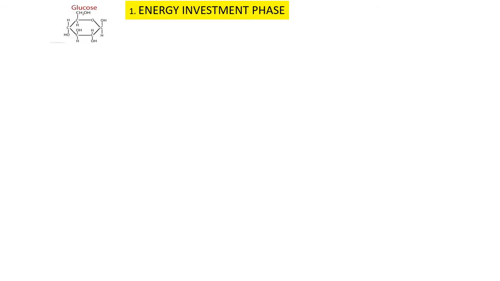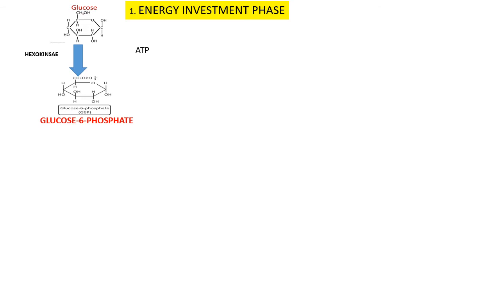Glycolysis is a set of chain reactions that can be divided into three phases. First is the energy investment phase, second is splitting, and third is the energy generation phase. The first reaction of glycolysis starts with the entry of glucose. The glucose inside the cell is converted into glucose 6-phosphate via the enzyme hexokinase. The enzyme uses ATP and the phosphate group of ATP is transferred to the glucose at the 6th position, converting glucose into glucose 6-phosphate. Hexokinase uses magnesium as a cofactor.